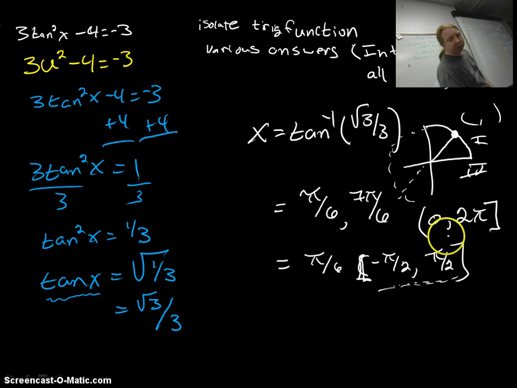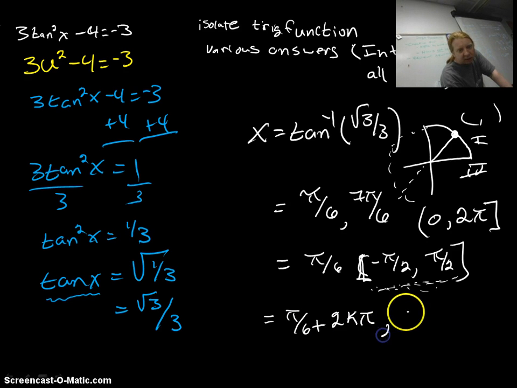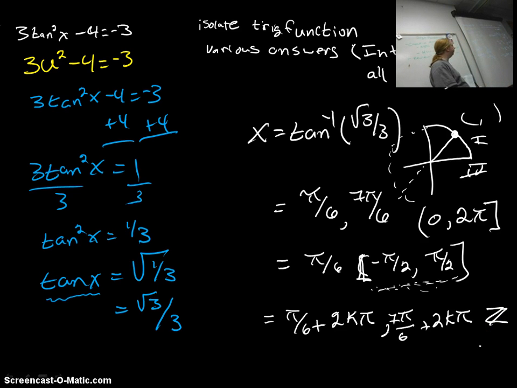So if my answer is limited to just the unit circle, I have 2 answers. If it's limited to the traditional inverse functions, I have 1 answer at pi sixths. And here's the last possibility, which is pi sixths plus 2k pi and 7 pi sixths plus 2k pi. And in this case, my answer is all real numbers.